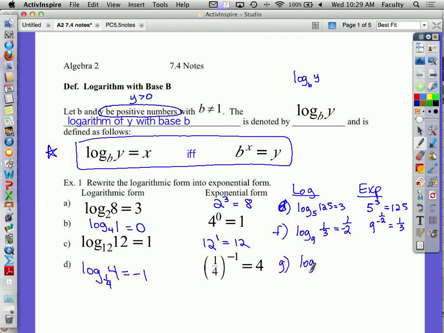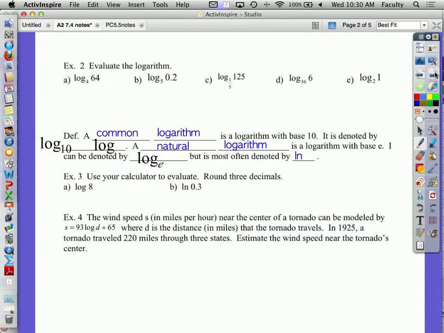Let's do the log of 6 base 36 equals 1/2. All right, who wants to try this one? Megan, can you do this one? Yeah, it would be 36 to the 1/2 equals 6. Yep. Good. Okay. All right, so I think we're a little bit more comfortable.